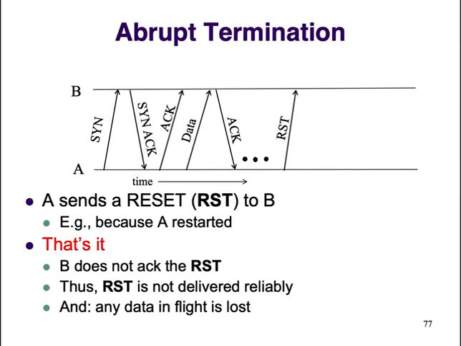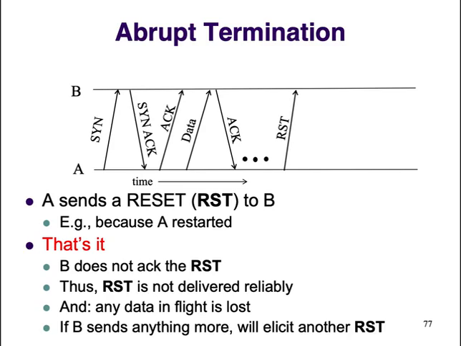You don't have to acknowledge the reset. If the reset is not delivered reliably, that's fine. For any data in flight, there is no guarantee that it gets delivered. If the other side continues to send data, you can continue to send resets back to it. Why would this seem useful?